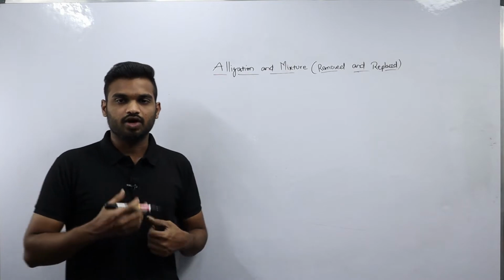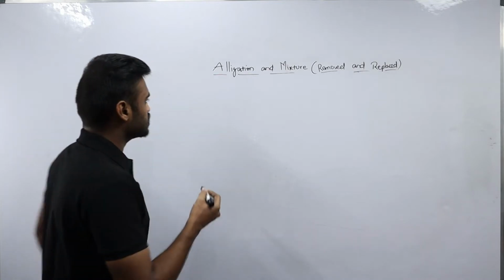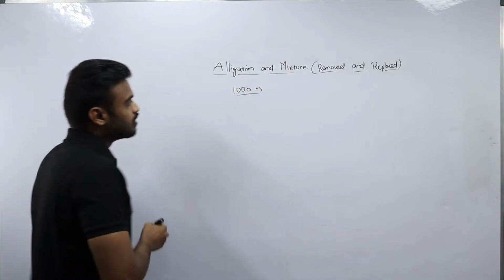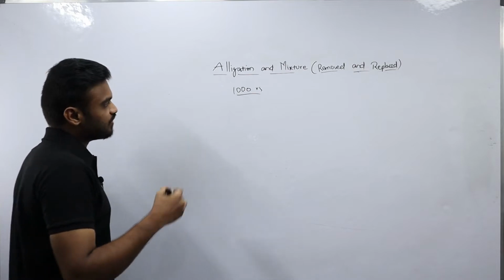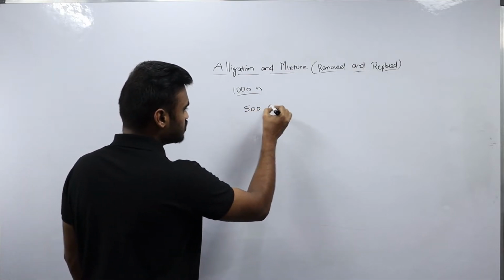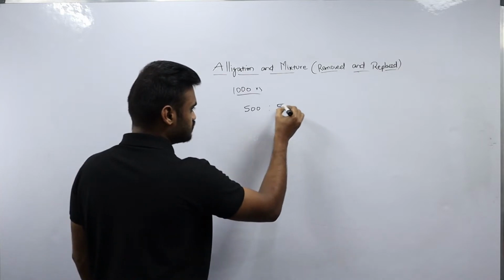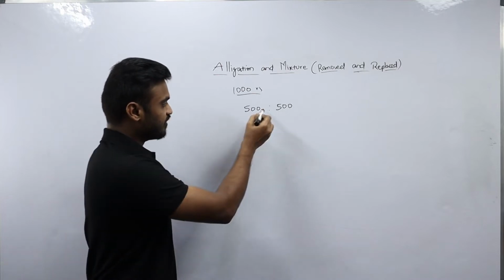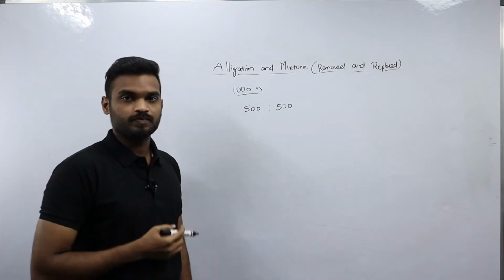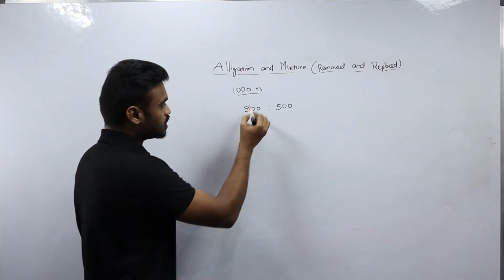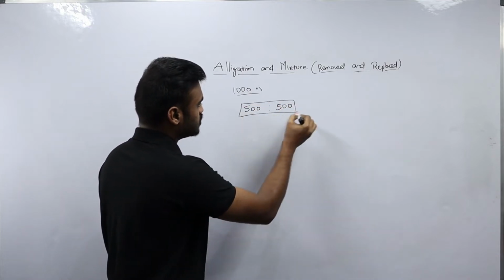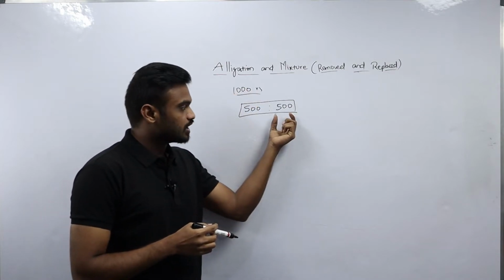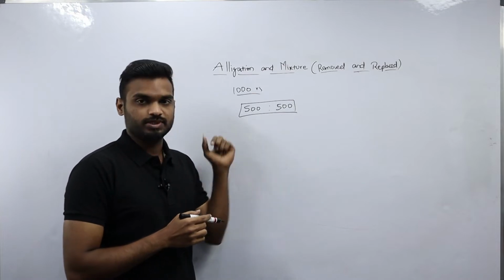Suppose consider in my pocket there is 1000 rupees. This 1000 rupees is in the form of one 500 rupees note and another 500 rupees note. I have totally 1000 rupees in my pocket, so one 500 rupees note and also another 500 rupees note. Now this is the total mixture.